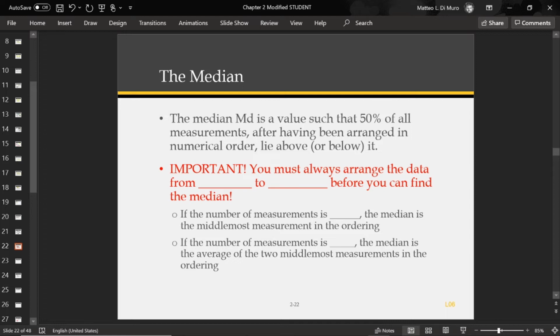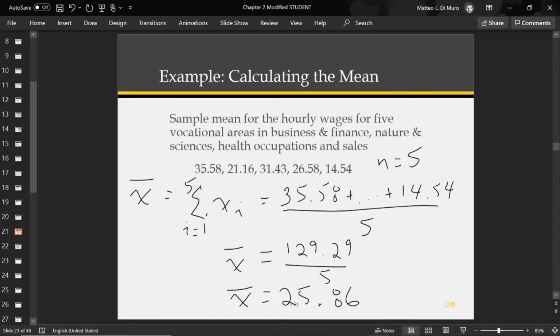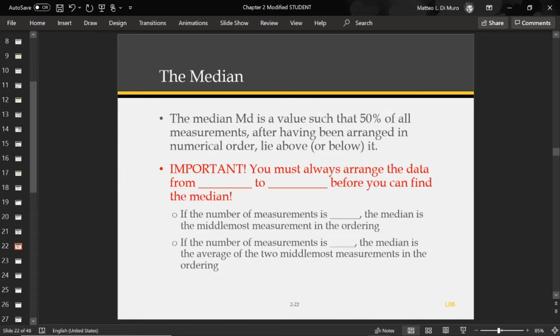The median. The median is a value such that 50% of all the measurements, after having been arranged in numerical order from least to greatest, lie above or below it. So the median is another way to measure the average. It is different than the average. The average is where we just add up all the numbers and divide by the number of numbers. The median is when we order the numbers from least to greatest and then look at the exact center. So what is the number in the middle, so that we have the same number of numbers to the left of that number and the same number of numbers to the right of that number? That's the median. Sometimes it's exactly the same as the average or the mean, but sometimes it isn't.